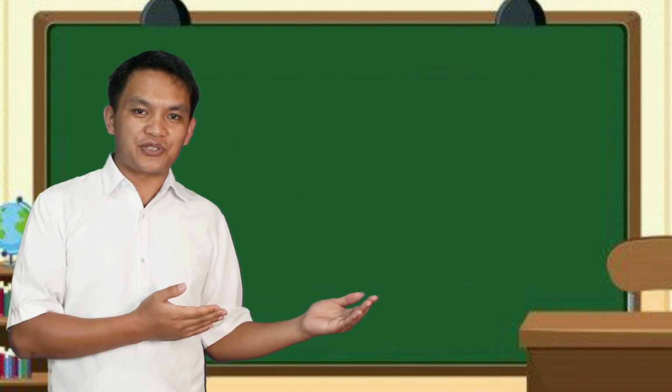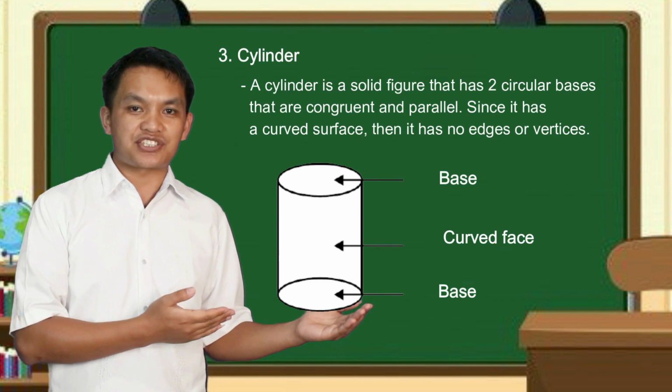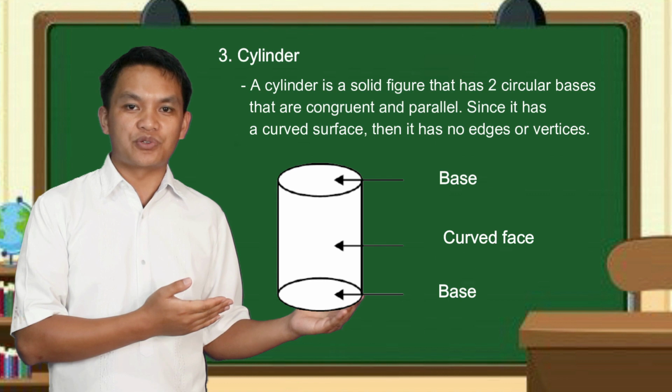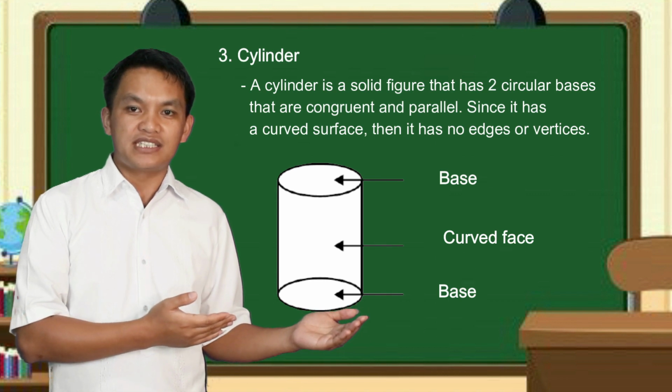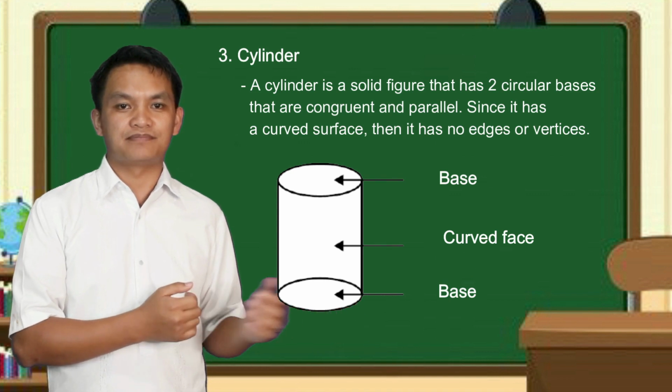Third solid figure that we will learn is cylinder. A cylinder is a solid figure that has 2 circular bases that are congruent and parallel. Since it has a curved surface, then it has no edges or vertices.